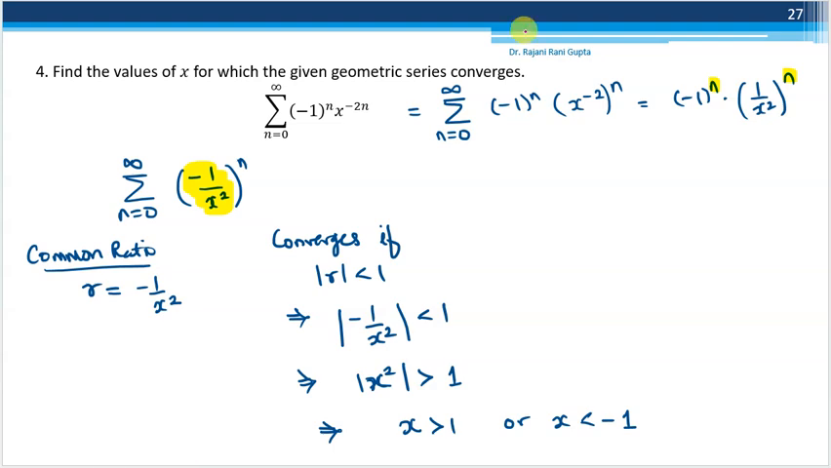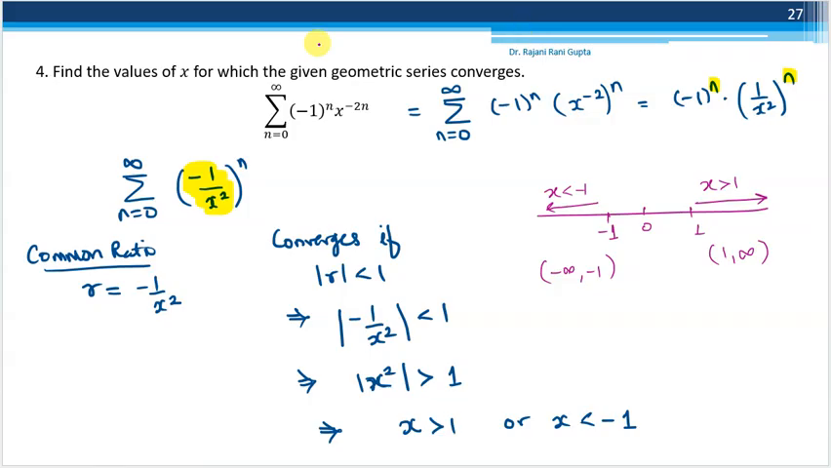Now, if you want to write it in interval notation, put the points here. If you have 1, minus 1, so x greater than 1 means in this region and x less than minus 1 in this region. So you can write this in interval notation as minus infinity to minus 1, and here 1 to infinity. So you can write x belongs to (minus infinity, minus 1) union (1, infinity). Okay.